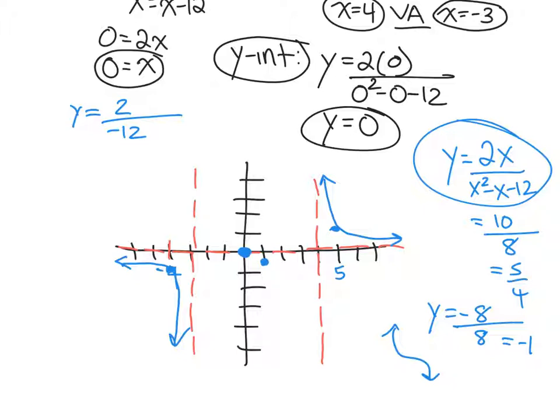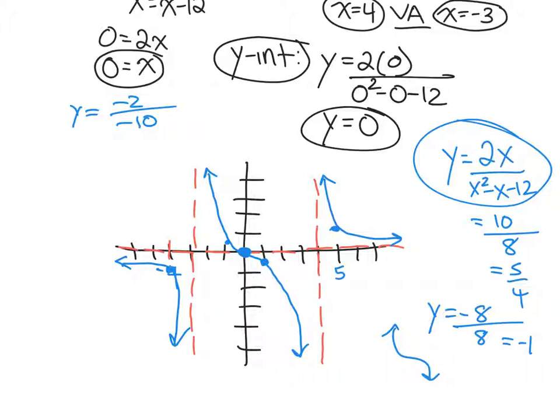If I did the same thing but subbed in negative 1: 2 times negative 1 is negative 2, and negative 1 squared is 1 minus negative 1, so 2, minus 12 is negative 10. Oh, it's a positive value, so it'll be up here. Okay, cool. So I think it is going to look like a cubic function. Boom, so there you go.